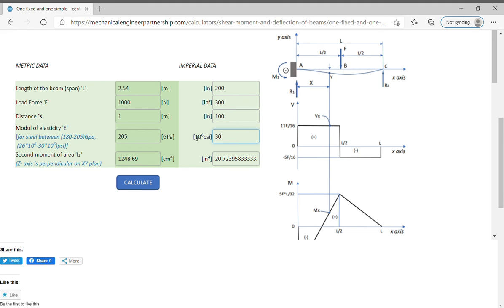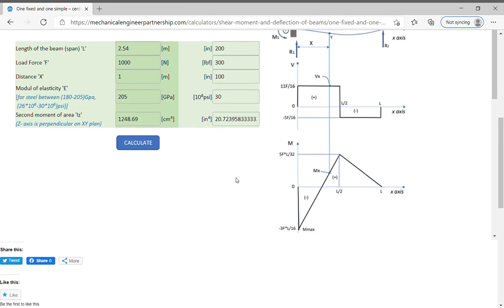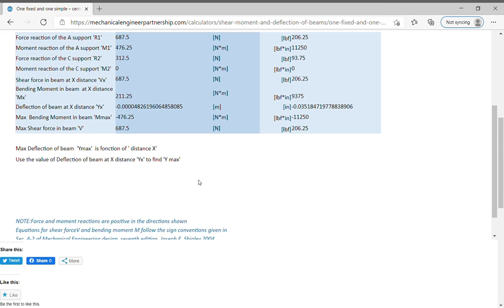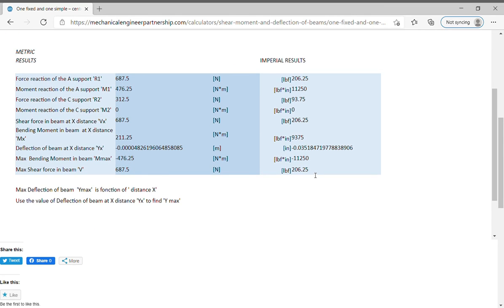The results are in the blue table. As I related in the preceding paragraph, max deflection of beam Ymax is a function of distance, and you can obtain the value by testing several values of x coordinates. Maximum values of shear, bending moment, and deflection are generally used for dimensioning a beam. Similar calculation in metric units, data, and results.